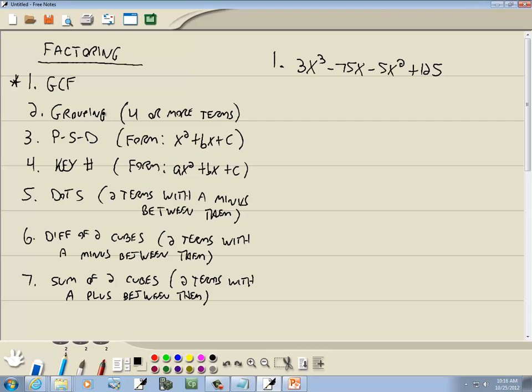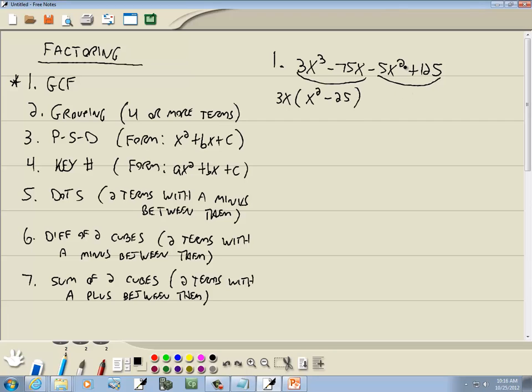So we start going through our list. Second method, grouping, 4 or more terms. Well, this is 4 or more terms. So let's group the first two together and last two together. Now look at my first two terms. The GCF of those is 3x, and that gives us x squared minus 25.